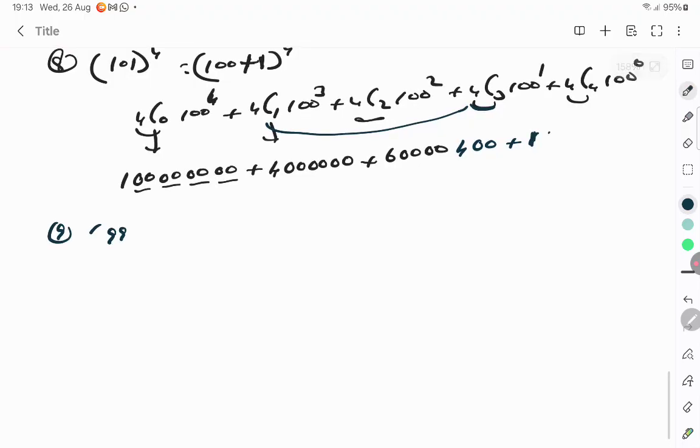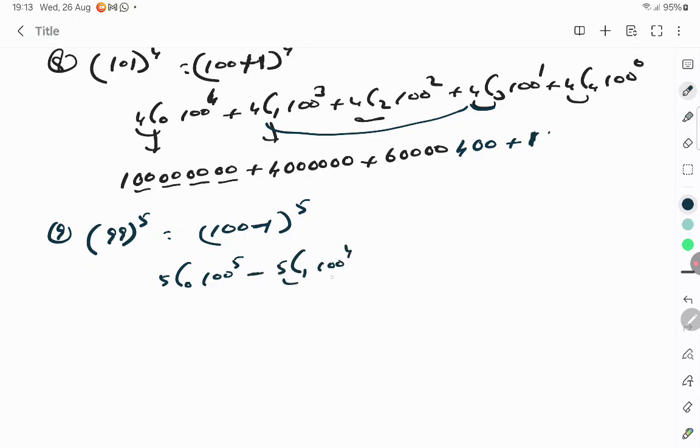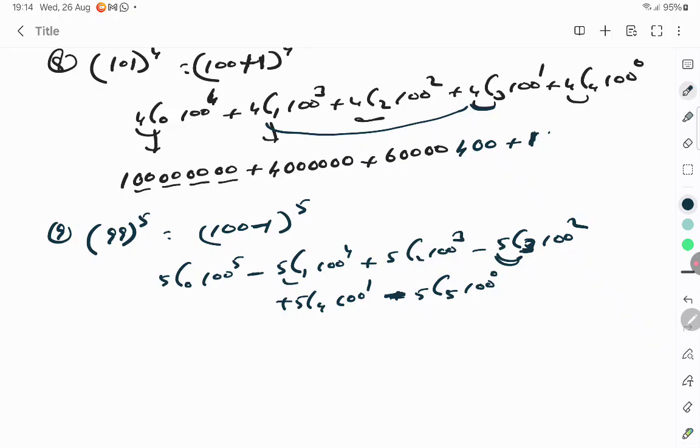9th question, 99 whole to the power 5 is 100 minus 1 whole to the power 5. With the negative sign, alternate terms will be negative. 5c0 100 to the power 5, 1 to the power any number ignored, minus 5c1 100 to the power 4, plus 5c2 100 to the power 3, minus 5c3 100 to the power 2, plus 5c4 100 to the power 1, minus 5c5 100 to the power 0.